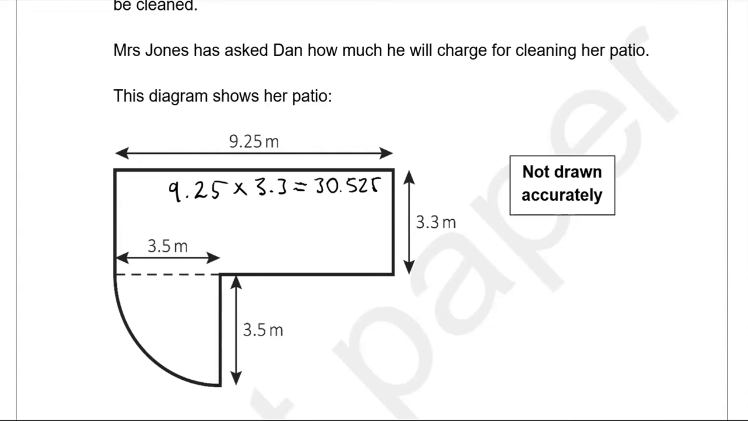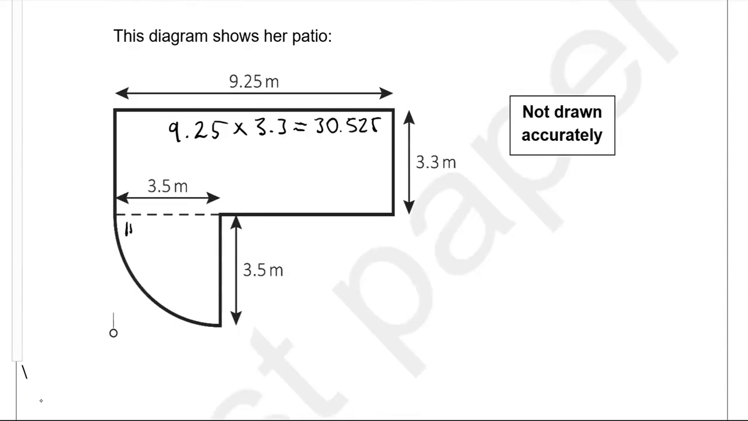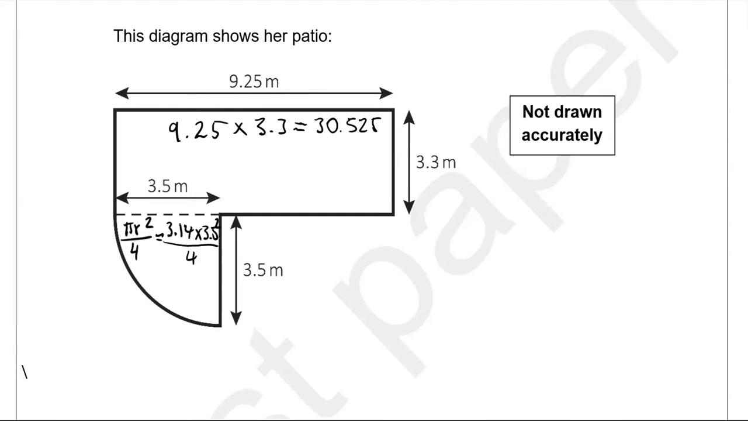And now we've got to work out the area of this part of the circle. As you can see, it's a quarter of a circle. So we'll go pi r squared divided by 4 to get a quarter. So pi is given to us as 3.14 and radius is 3.5, and we've got to square it, then all of this divided by 4. So plugging it into the calculator, we get 9.61625.